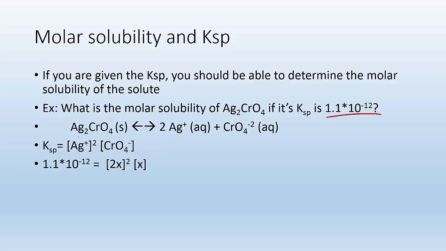And I know that every time one of these dissolves, I'm going to get 2 Ag+. So the concentration of that is going to be 2x. And I'm going to get 1 CrO4 2-, so it's just going to be x. So now I'm going to do a little algebra. I get KSP equals 4x cubed. And now I'm going to solve for x, and I get 6.5 times 10 to the minus 5. So that's the molar solubility, right? X is the molar concentration of Ag2CrO4 in solution because of the ions. We solve for x, and that is the molar solubility.